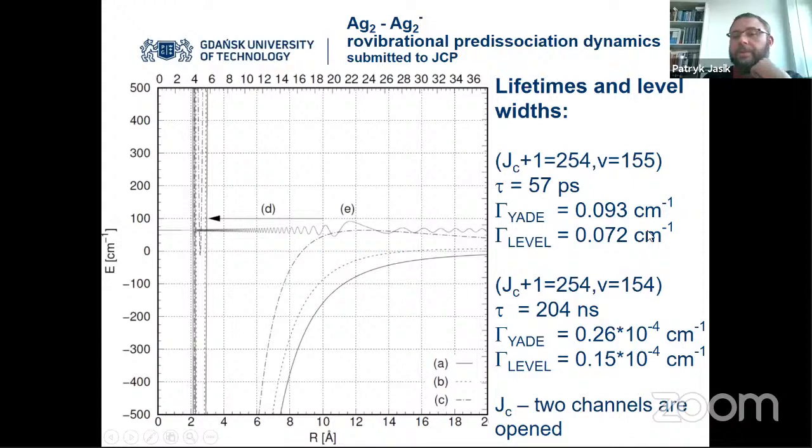And of course, we tried to compare our level widths with those calculated by the LEVEL program, and the comparison is quite good. But in our opinion, the level widths obtained by us are a little bit better because they were obtained by a fully quantum mechanical approach.